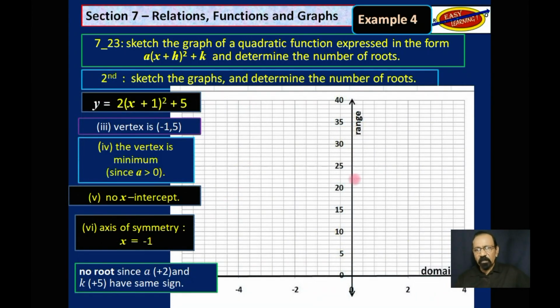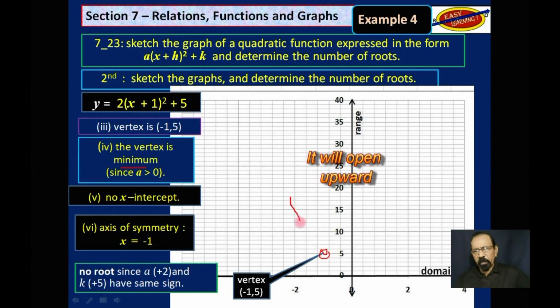So if you have this, what do we know? We know the vertex is here, negative 1, 5, that is the vertex. It's a minimum point, so that graph is going to come from somewhere up there, come here, and go up that way. But we don't have enough data to even sketch the graph.